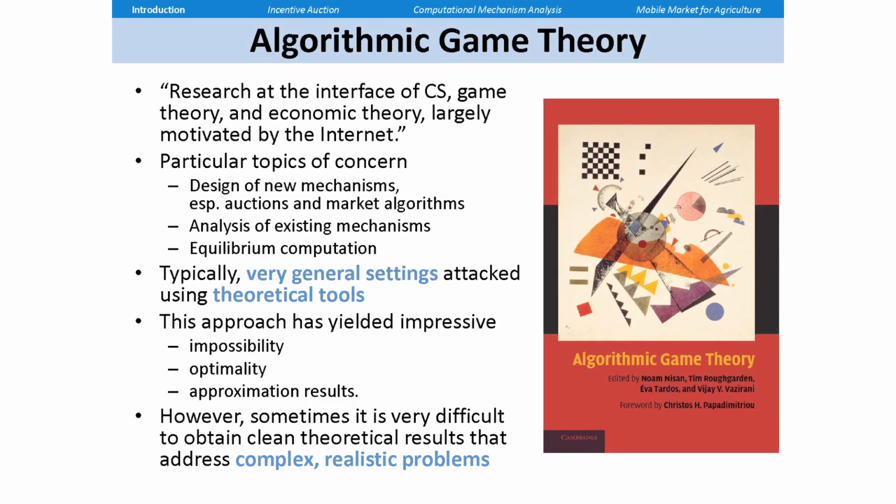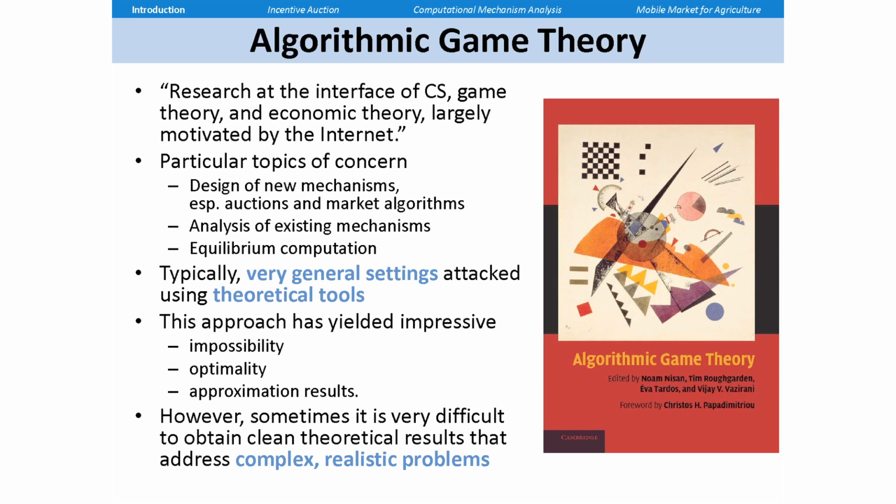There was this famous edited book called Algorithmic Game Theory that ended up being an early point around which this field gelled. It described this topic of algorithmic game theory as being research at the interface of computer science, game theory, and economic theory, largely motivated by the internet.